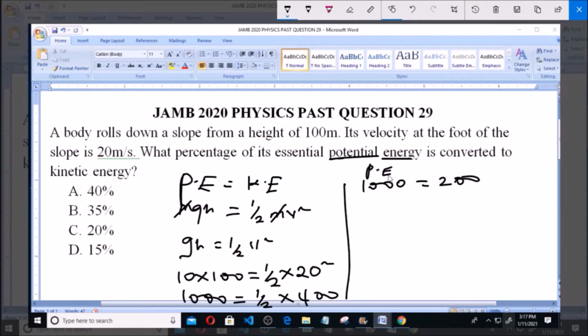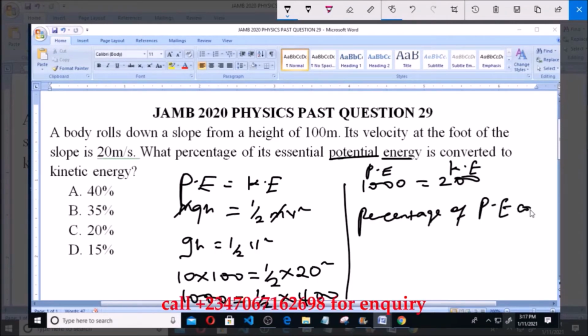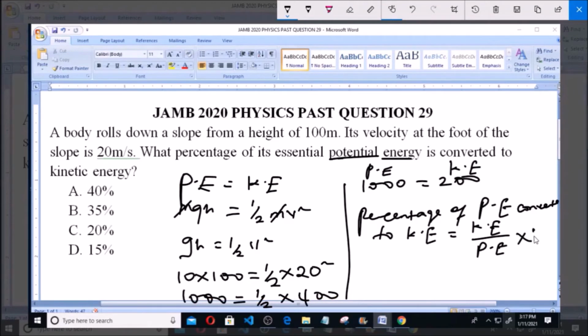Now out of this 1000 joules of potential energy, 200 joules was converted to what? To kinetic energy. So it simply means that the percentage of potential energy converted to kinetic energy is equal to kinetic energy over potential energy multiplied by 100, and that is equal to 200 all over 1000 multiplied by 100, and that is equal to 20%. So 20% of potential energy has been converted successfully into kinetic energy that enables the body to roll down the slope. So the answer to the question is option C, 20%.